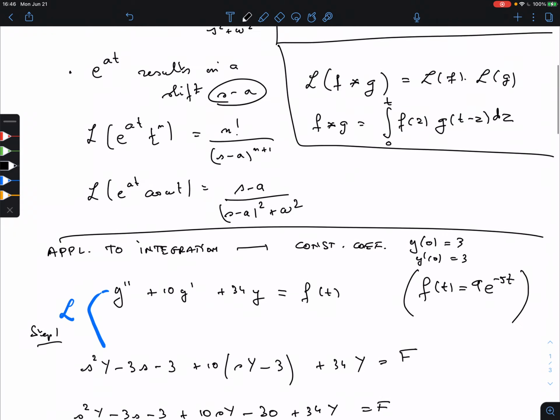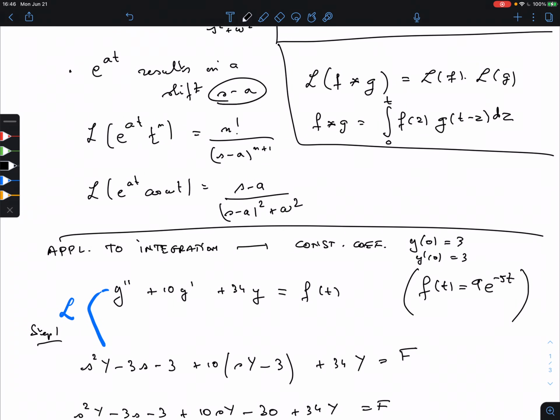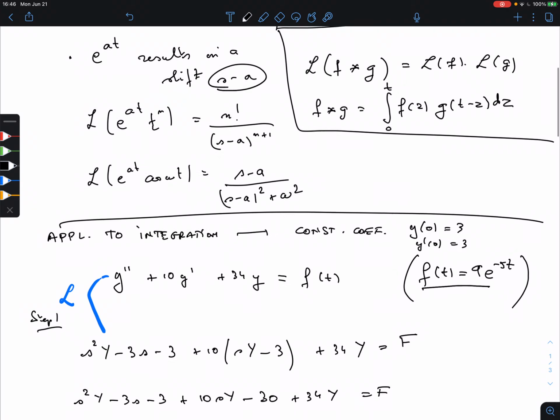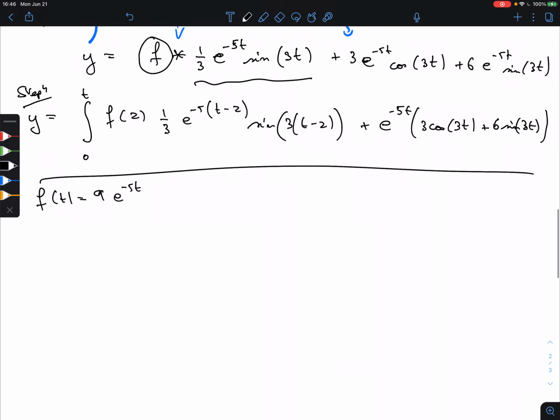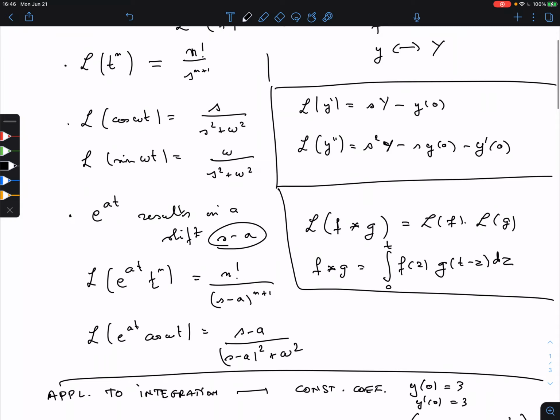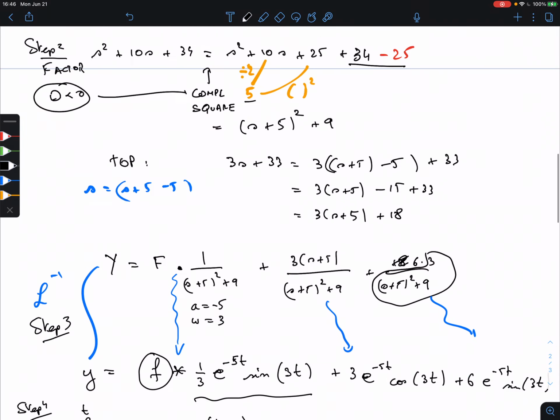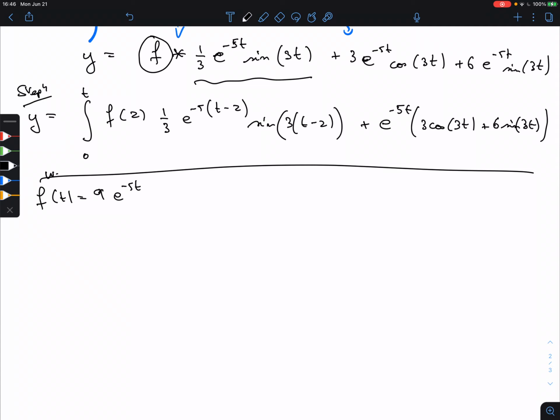But now, as in the quiz, I said, okay, once we are this far, let's make this concrete for this 9 e to the minus 5t. So f of t is 9 e to the minus 5t. That's what I said it was. Yeah, 9 e to the minus 5t. So work it out for this function. This means we have to look at this integral here. That's the only thing really that we need to do.